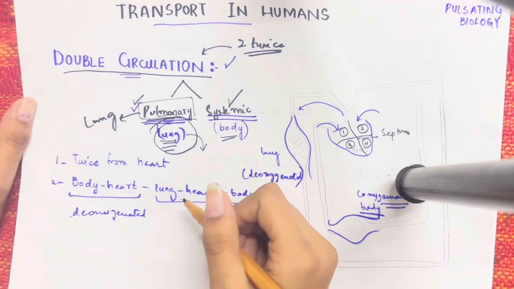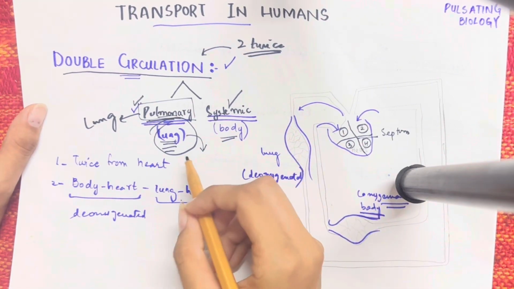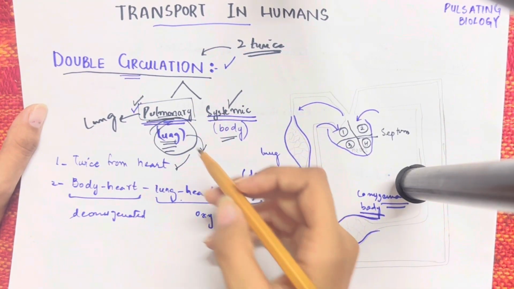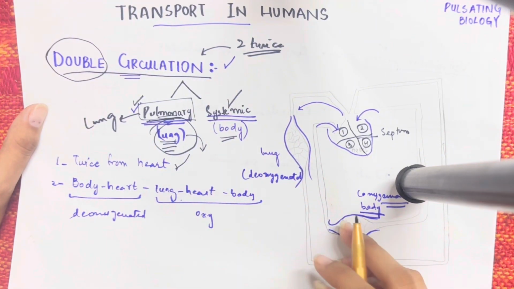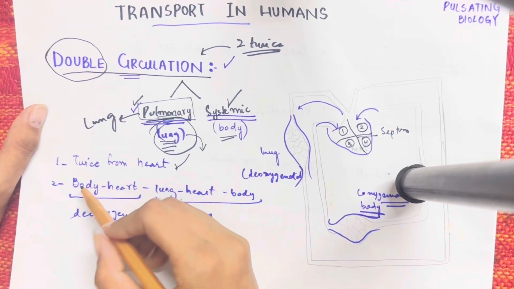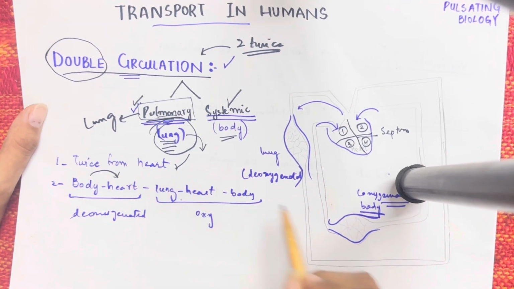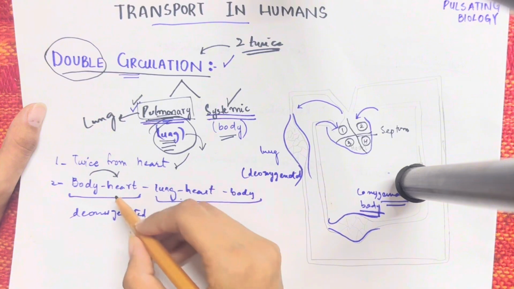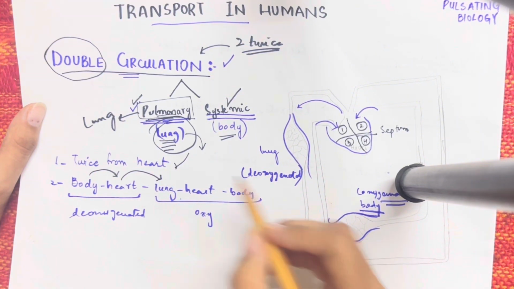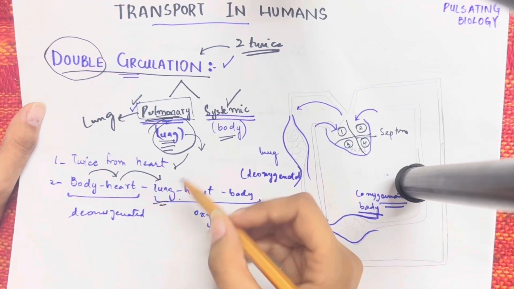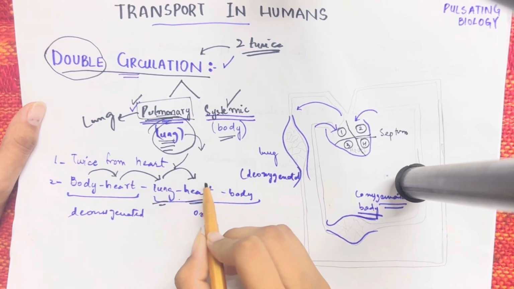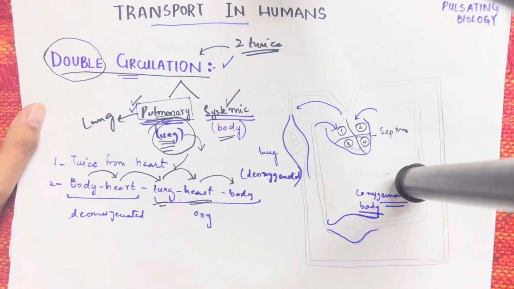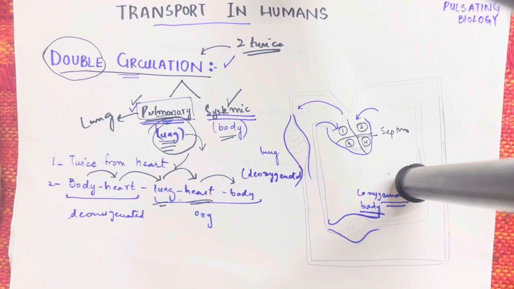All right, let's read the pointers that are written. Twice through the heart. Double circulation means that the blood is passed twice through the heart. From the body it is transported to the heart, and the heart transfers it to the lungs. Once it gets oxygenated, the oxygenated blood is transferred to the heart again, where from the left ventricle it is transferred to the body. This is the entire double circulation in the human heart.